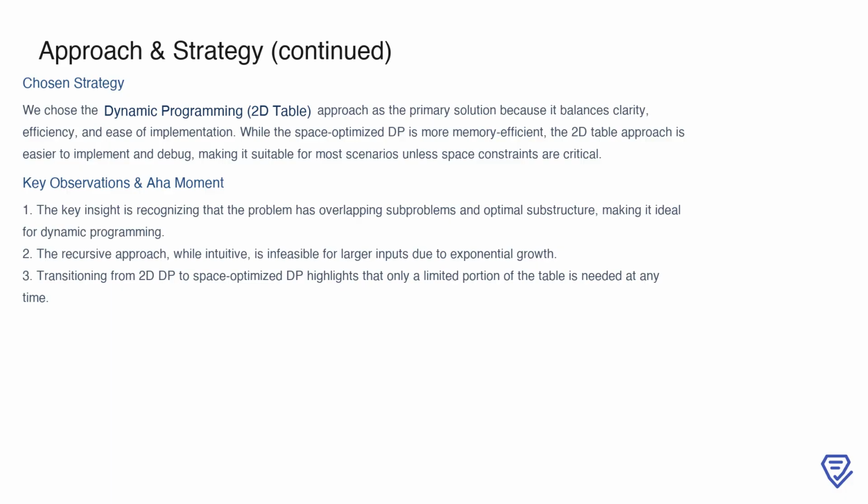The key insight here is recognizing that the problem exhibits overlapping subproblems and optimal substructure, which are hallmarks of problems suited for dynamic programming. The recursive approach, though conceptually simple, becomes infeasible for larger inputs due to its exponential time complexity. Additionally, understanding that the full 2D table isn't entirely necessary at all times leads to the space-optimized variant, where only the current and previous rows are maintained. These observations guided the choice of the 2D table approach as the most balanced solution.